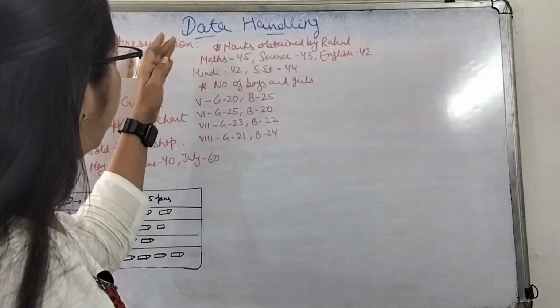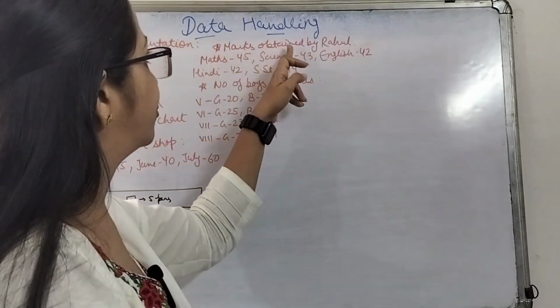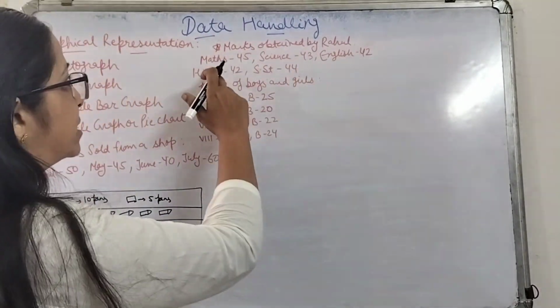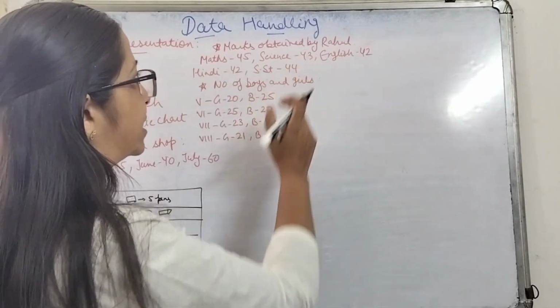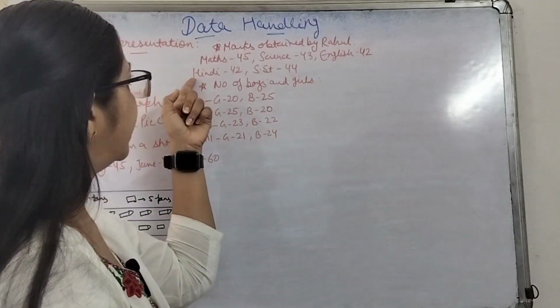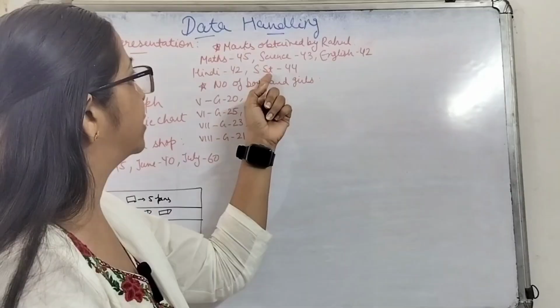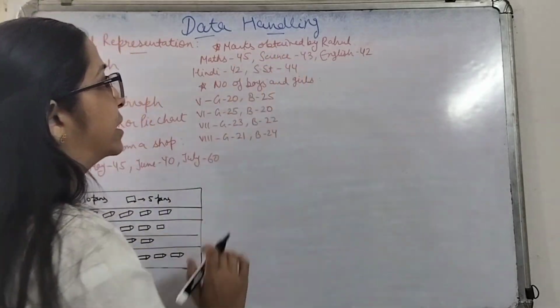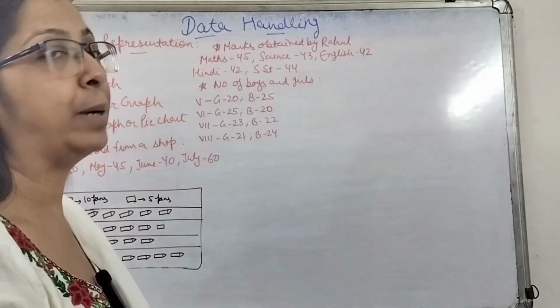Now suppose we have to represent this data: marks obtained by Rahul in various subjects. In maths, he has secured 45, in science 43, in English 42, in Hindi 42 again, and in social studies 44. So how will we represent this data using a bar graph?